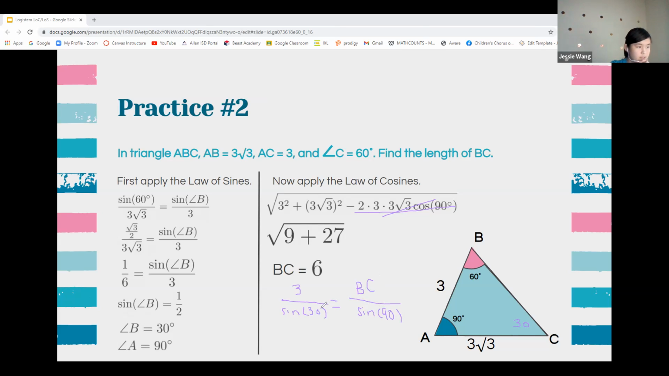All right, so what we can find from this is that sine of 30 degrees is equal to 1/2, and sine of 90 degrees is equal to 1. And so from here, you could just find out that BC also equals 6. Look at the same answer. There are multiple ways to solve this problem. All right, are we all clear on this?